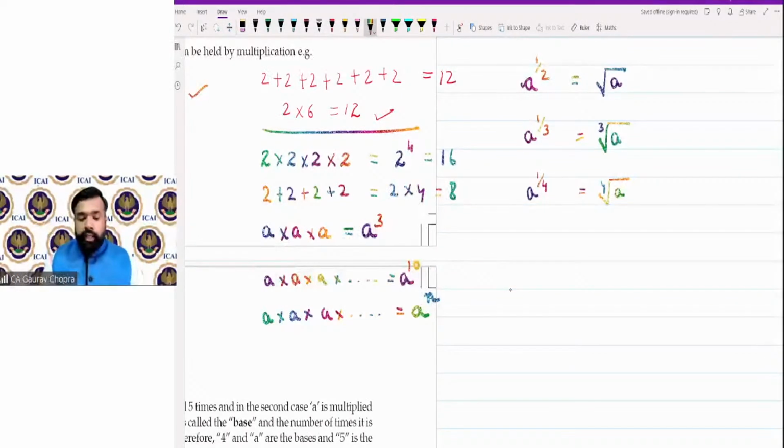And similarly, if it is nth root of a, then it can be written as a to the power of 1 by n. So in this way, we can write the powers. This point will be very useful while solving the questions. So nth root of a is equal to a to the power of 1 by n.